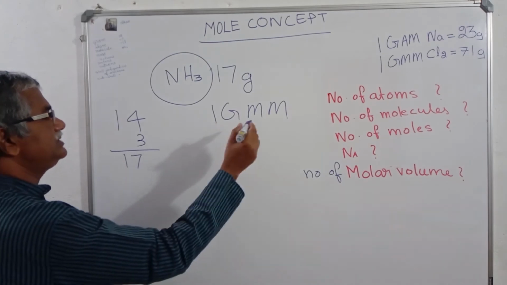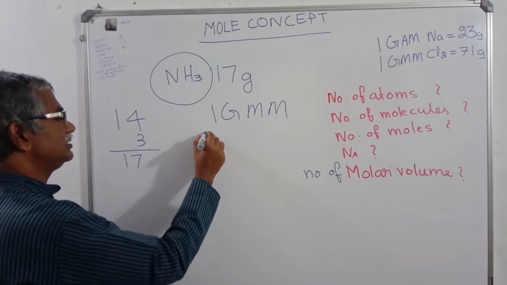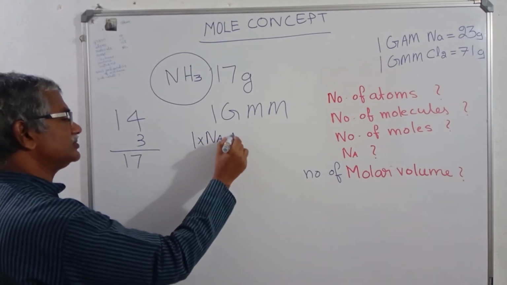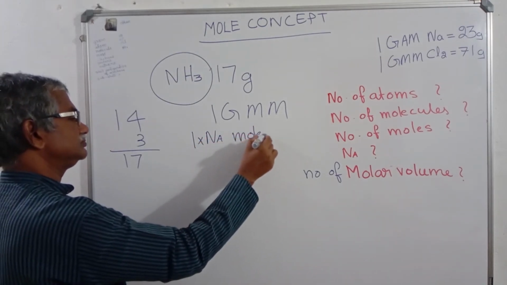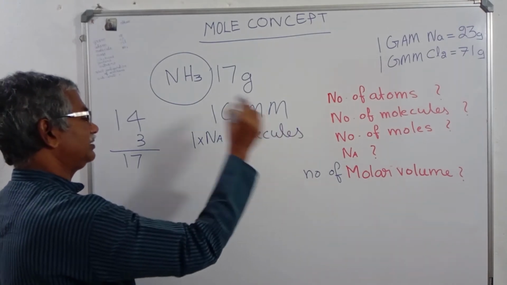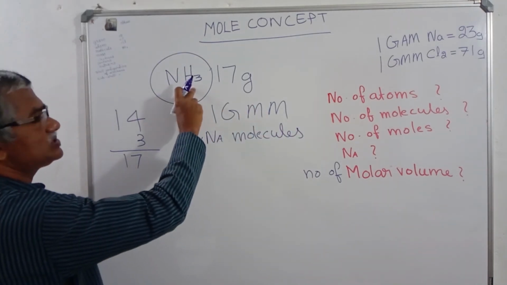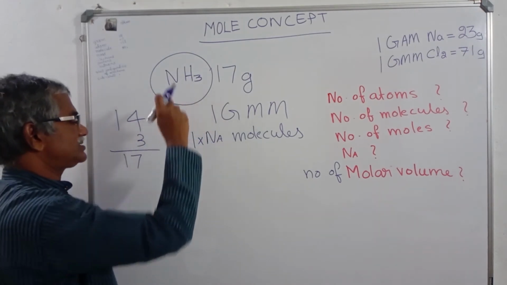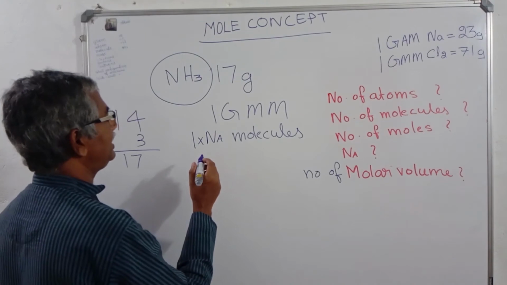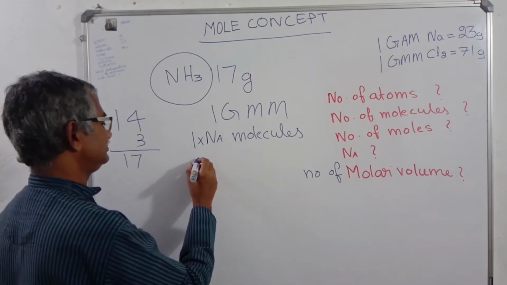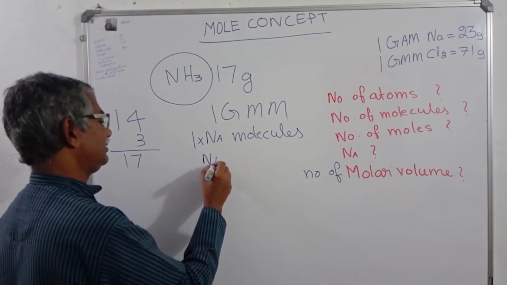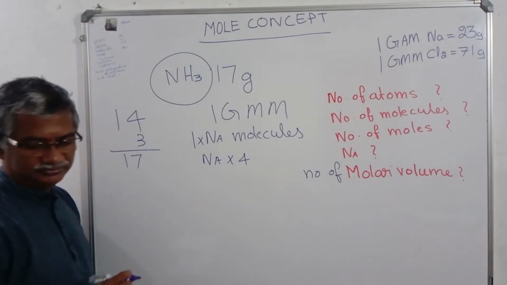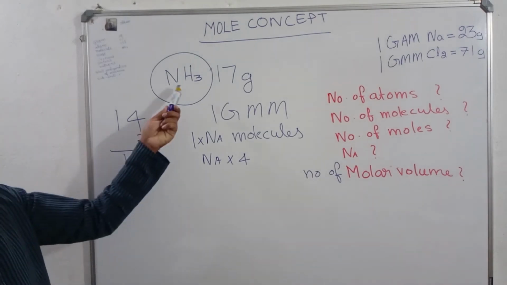Therefore, 1 GMM contains 1 Avogadro number of molecules. Here, 1 molecule contains 4 atoms, 3 hydrogen plus 1 nitrogen. Therefore, how many atoms can be here? Na into 4 Avogadro numbers. I hope you can understand this idea.